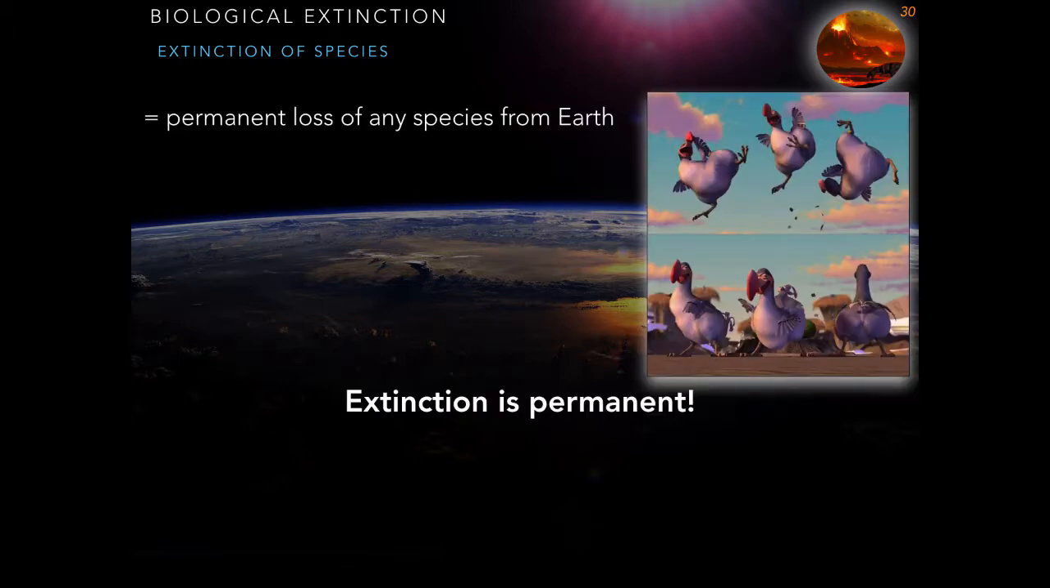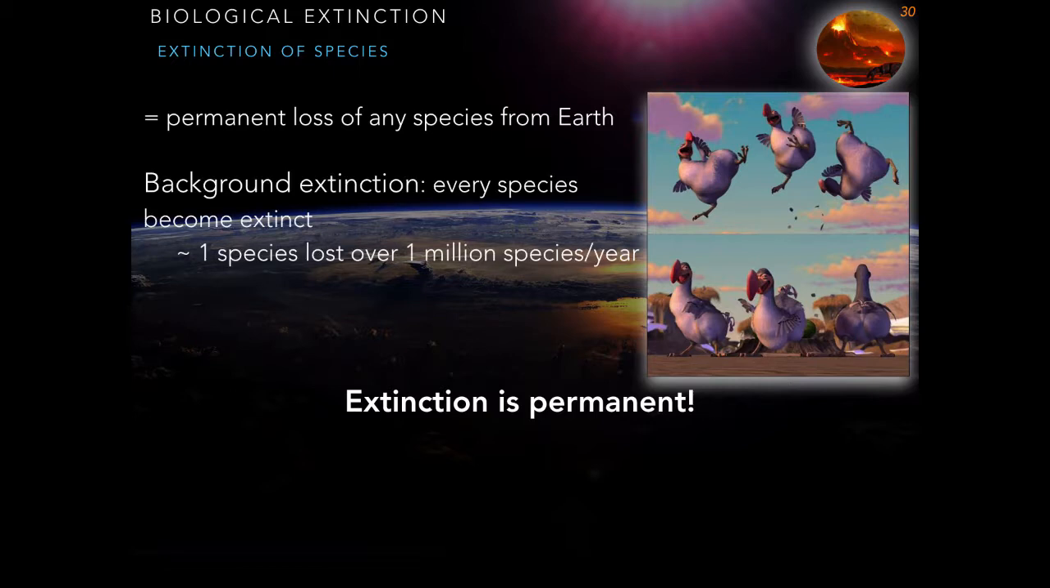So when a species goes extinct, there is no way it can come back to Earth anymore. And in general, it's a natural process. About one species is lost every million years. It's a very small number when you think about it, and that's what we call a background extinction. Every species comes at some point to an end. And interestingly, remember, extinction is permanent.